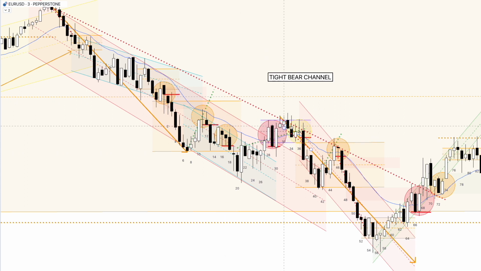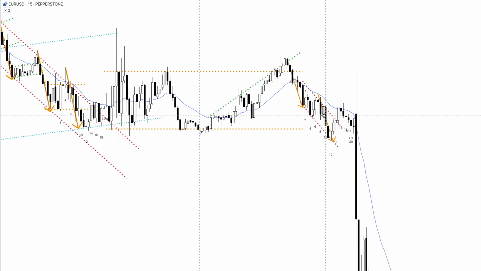And then this breaks out here, and that's another channel in there. But there's another channel even here. If you go up to the 15-minute time frame, you can clearly see that the channel on the 15-minute looks more like this.